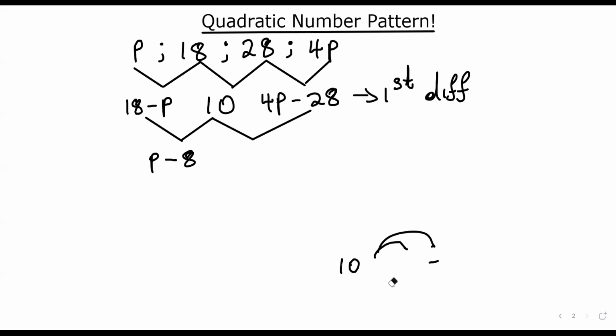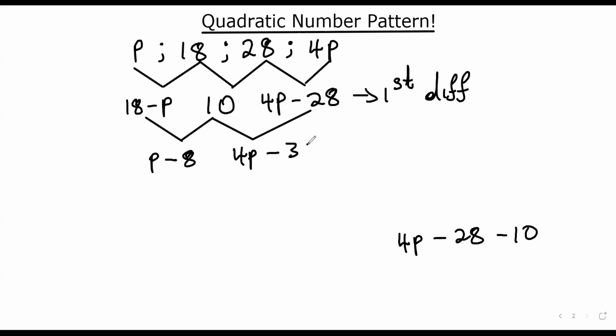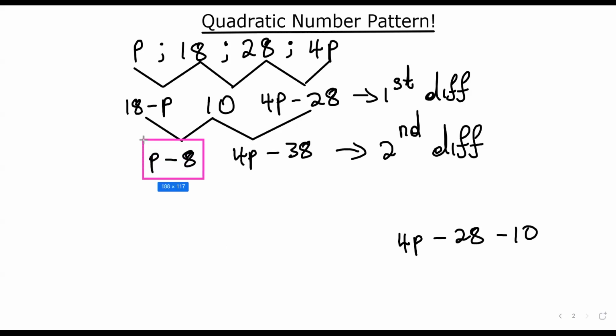All right. Then we move along and say, here we have 4p minus 28 minus 10. So we simply get 4p minus 38. And what we have here is our second difference. And what do we know about the second difference? Well, it's constant. What is the meaning of constant? It means p minus 8 is actually equal to 4p minus 38.